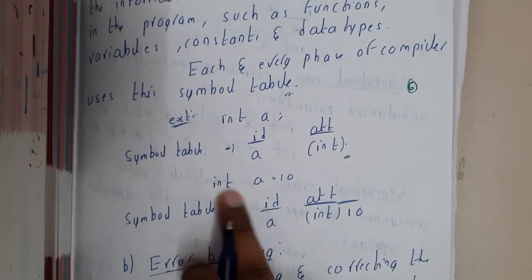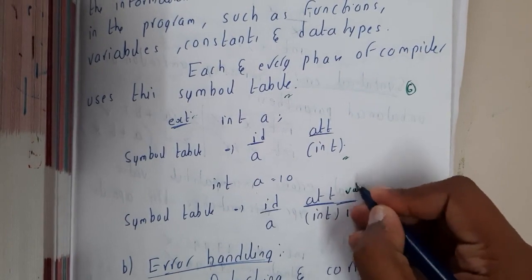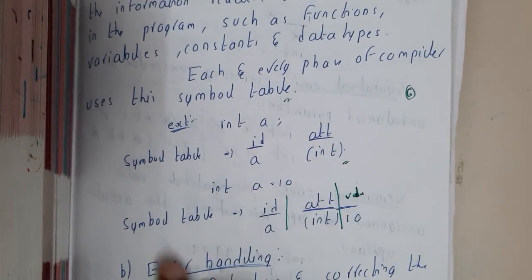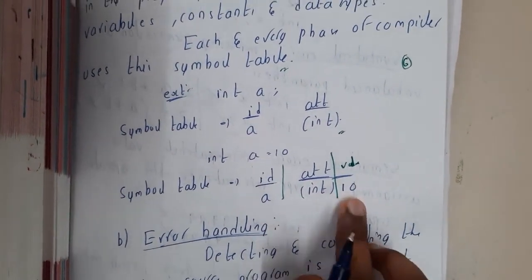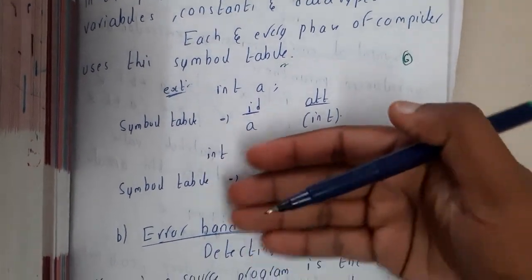Similarly, here we gave int a is equals to 10. So here I think it should be value. So symbol id is equals to a, attribute is equals to int, value is equals to 10. In this way the table will be represented, guys.